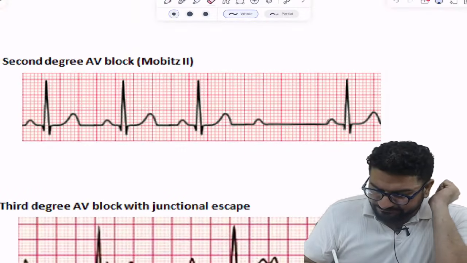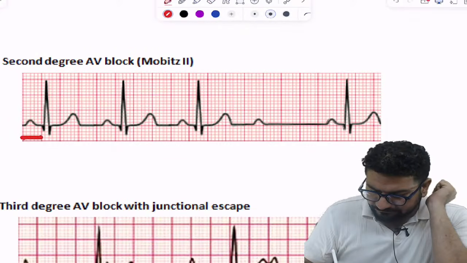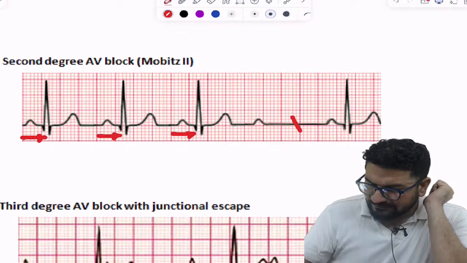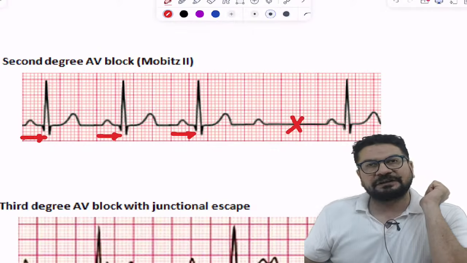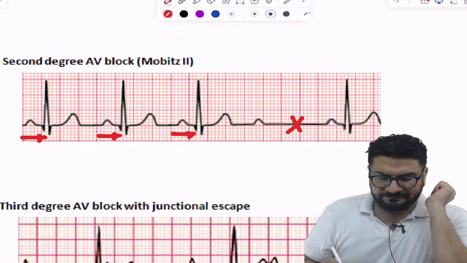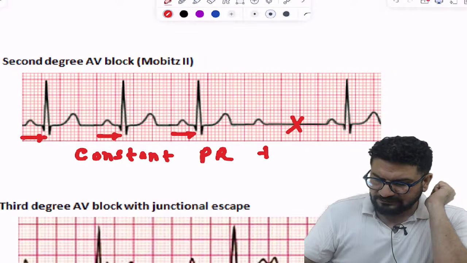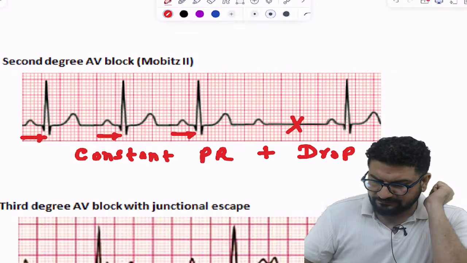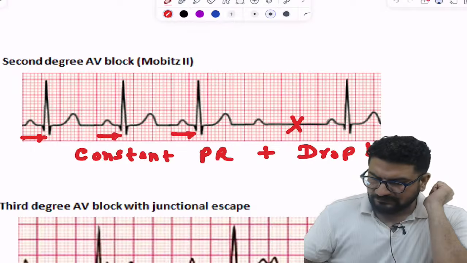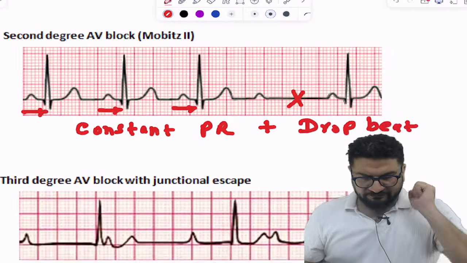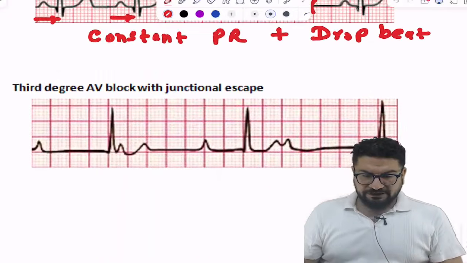Now look at this. Increase in PR, then there is a drop beat. Here what you can see? Here you can see a constant PR. You can see a constant PR with drop beat. It is your Mobitz 2.